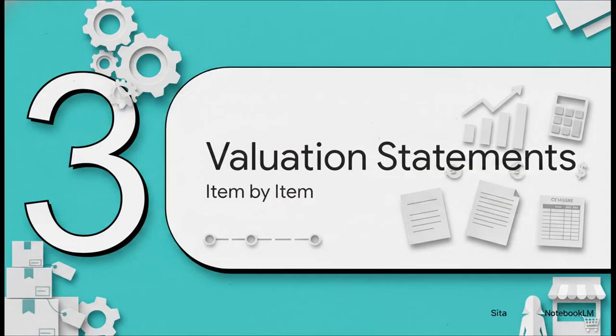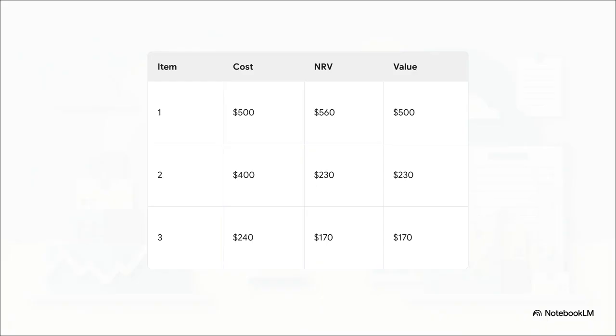Which brings us to Section 3, creating valuation statements, item by item. Let's see how this actually plays out in a real business application. We're going to look at a scenario from a business owner named Sita. Notice how she applies that whichever is lower rule line by line. It's pretty cool. For item 1, the cost is $500, which is lower than the NRV of $560. So its final value is $500. Simple, right? But for items 2 and 3, their NRV is actually lower than their cost.